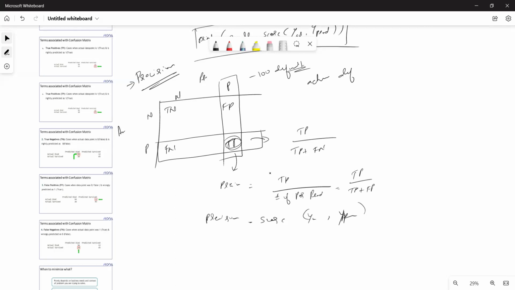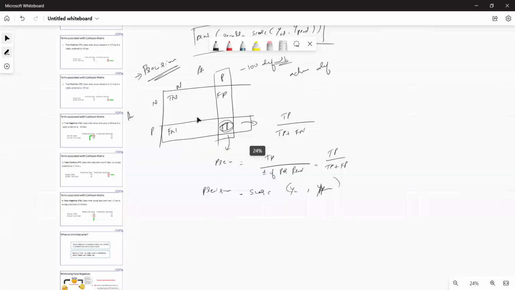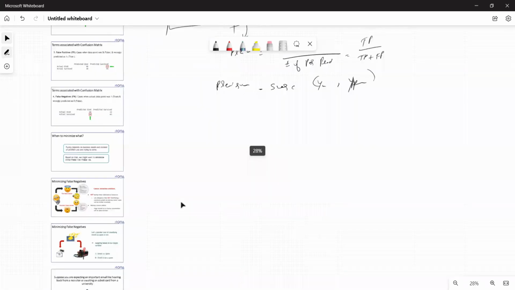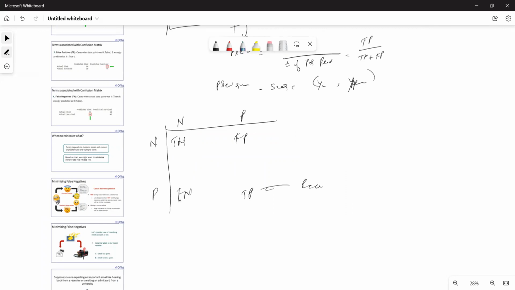Now let me pull the formulas for your example. True negatives, true positives, false positive and false negative. For the recall, true positive divided by true positive plus false negative, and for the precision, it is true positive divided by true positive plus false positives.